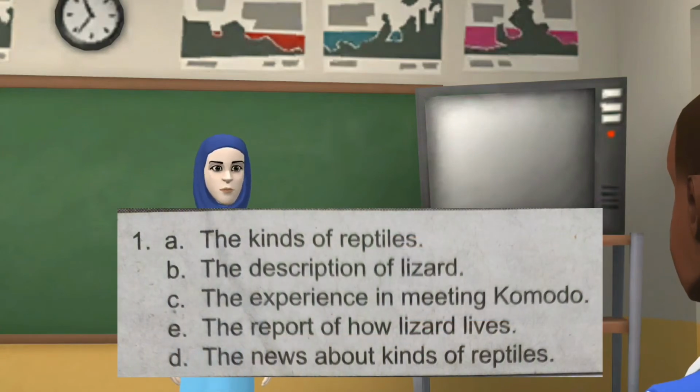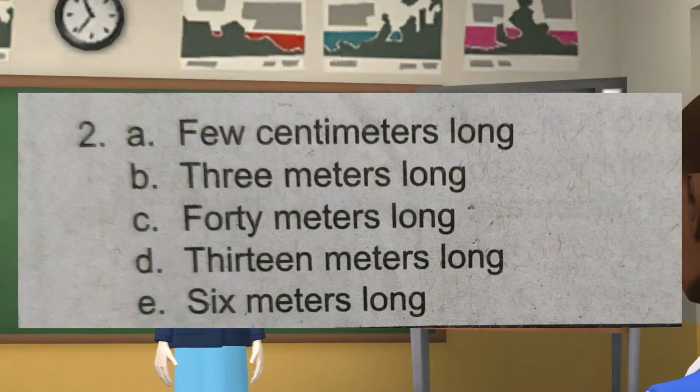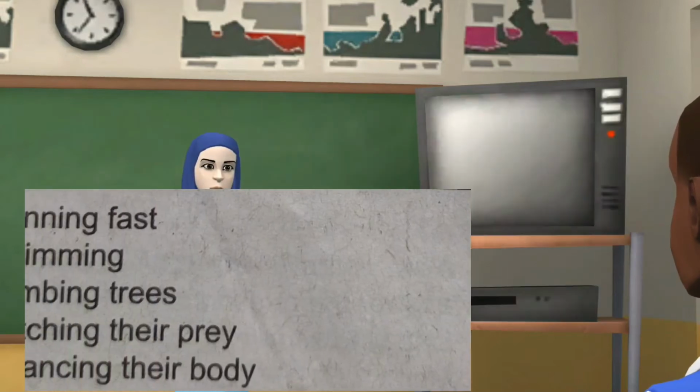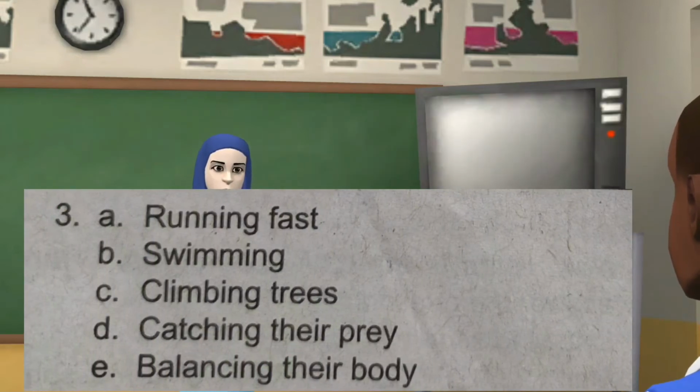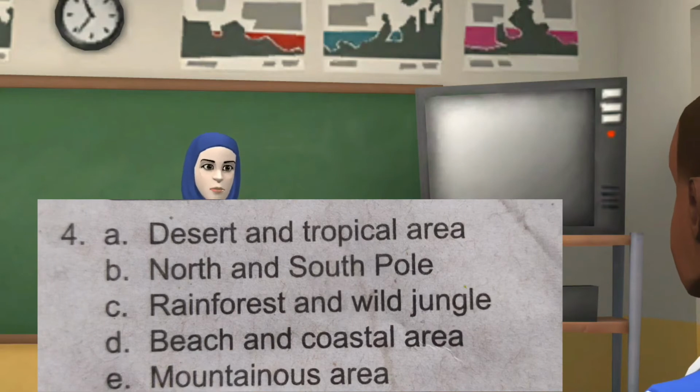Number 1. What are they discussing? Number 2. How long can a Komodo dragon be? Number 3. Which one is not the use of lizard's leg? Number 4. Where do lizards live?